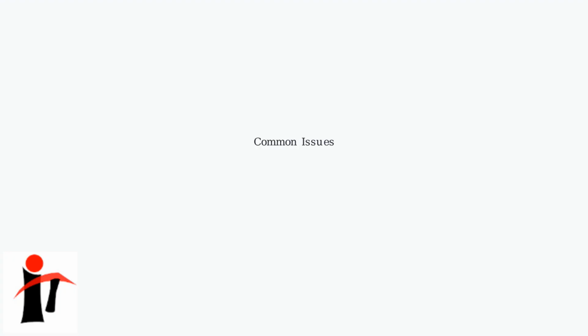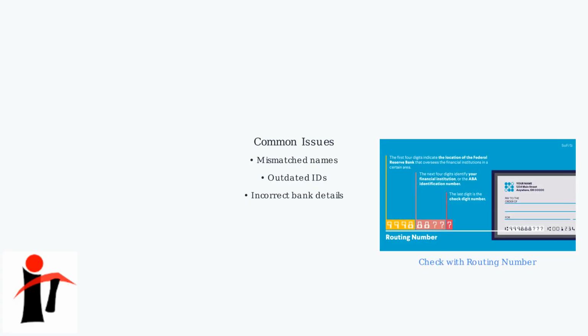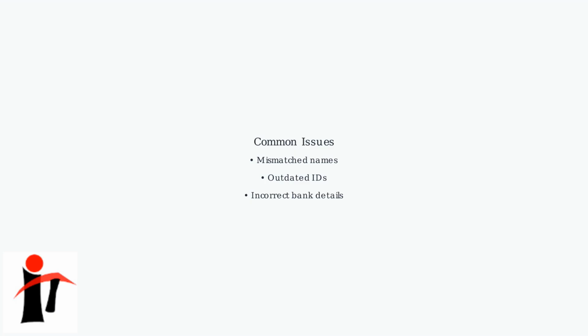When updating banking information on Gumroad, you might encounter common issues like mismatched names, outdated IDs, or incorrect bank details. For mismatched names, ensure all names match exactly across your account, bank, and verification documents. Outdated IDs can cause verification failures. Make sure your ID is current and matches your account information. Incorrect bank details often involve wrong routing numbers or account numbers. Double-check against your bank statements.